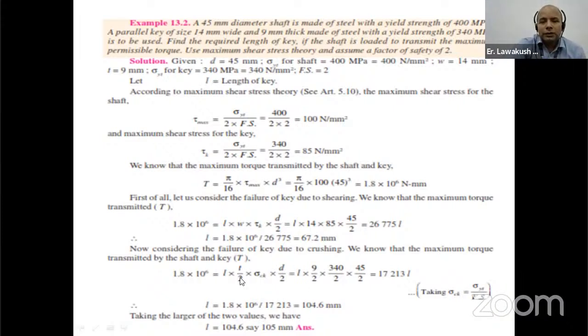See here, we first obtained the value of L as 67.2 millimeter, and then again we found the value of 104.6 millimeter. Since we are doing the design here, in the case of design we will consider the larger value. So we will take the larger of these two values. So finally, we will take L equal to 104.6. We can take it as a round figure of 105 millimeter. This is the answer.